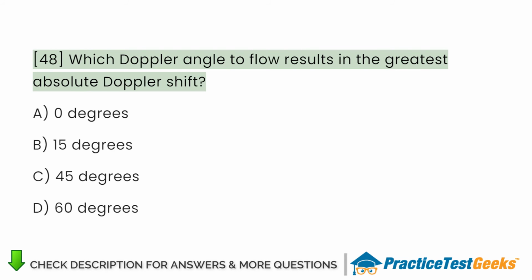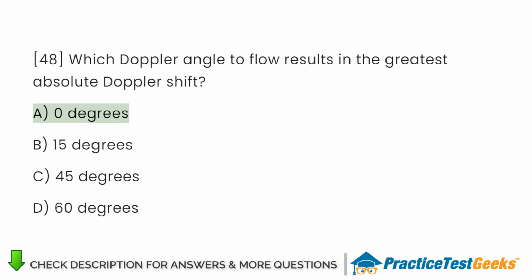Which Doppler angle to flow results in the greatest absolute Doppler shift? A. 0 degrees. B. 15 degrees. C. 45 degrees. D. 60 degrees.